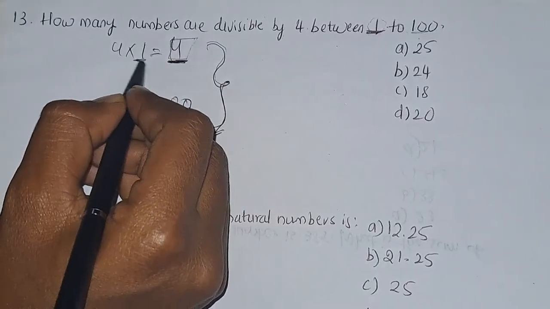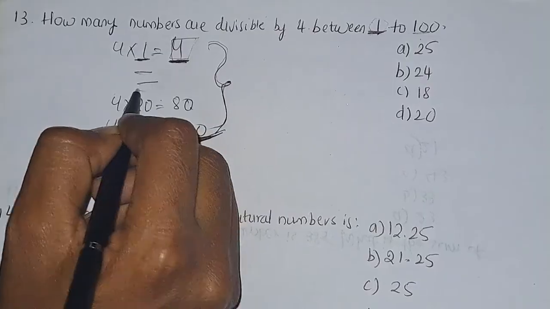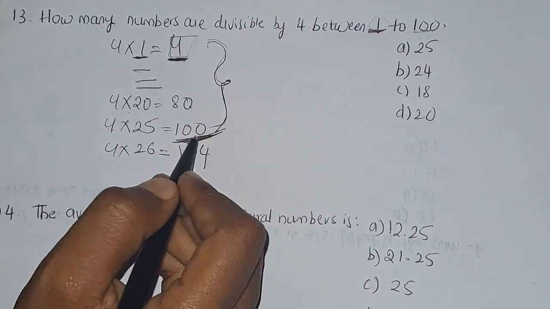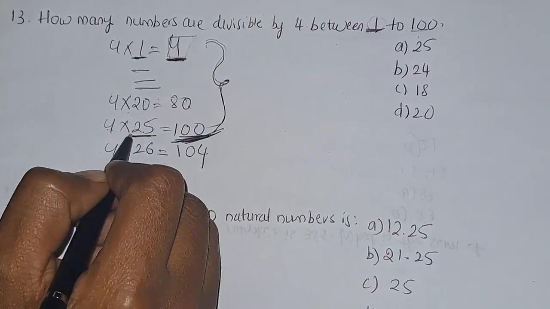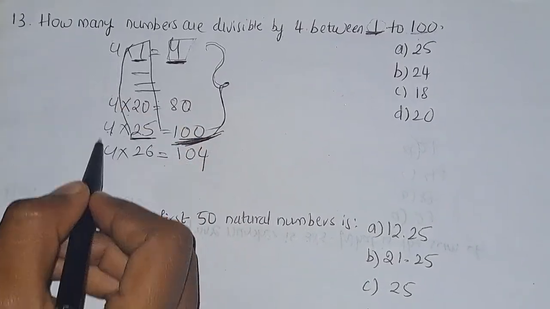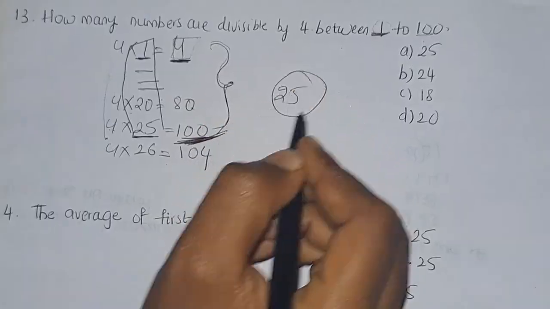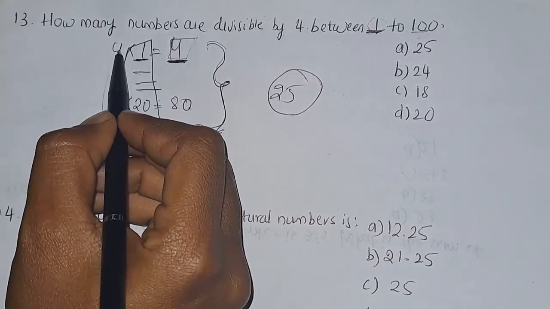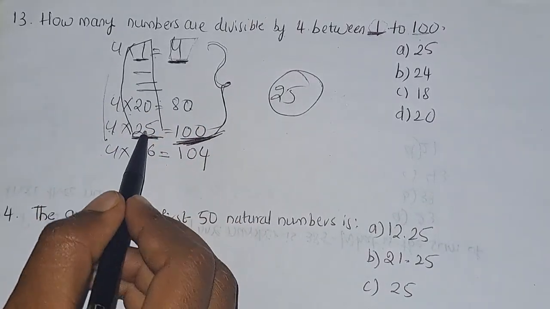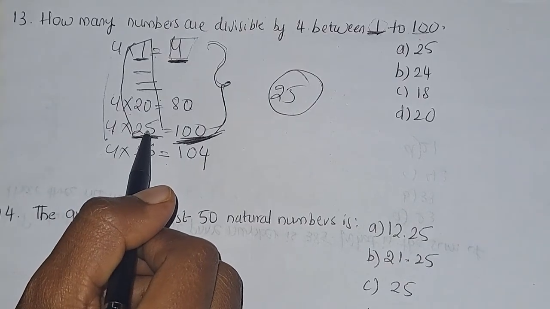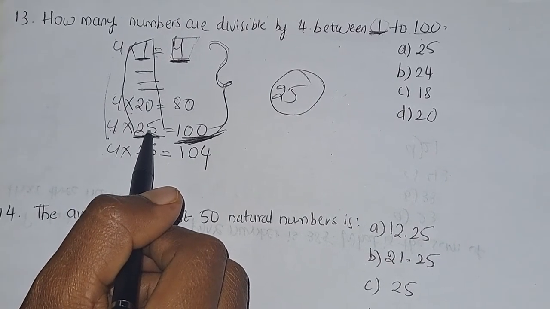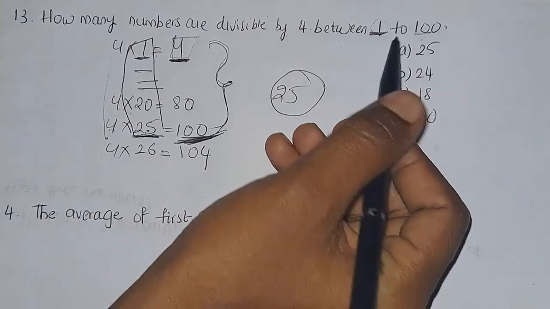This is one number, second number, third number, fourth number, up to 100, you have 25 numbers like this which are divisible by 4. So our answer will be 25. Here you can observe the multiples of 4 are 25 in the range of 1 to 100.